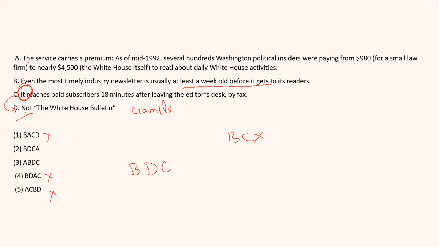And what does A say? The service carries a premium. I don't have to read all these things. What we are saying is that the service is carrying a premium. This service is carrying a premium because it is reaching in 18 minutes, and that's why it is carrying a premium. So the answer is option number 2. Everything fits in perfectly. So this is how you solve the parajumble question.